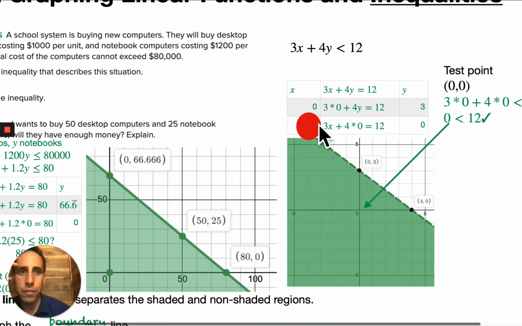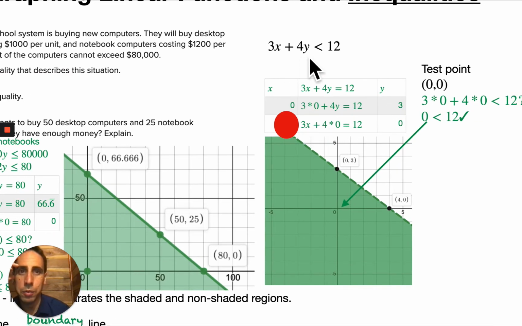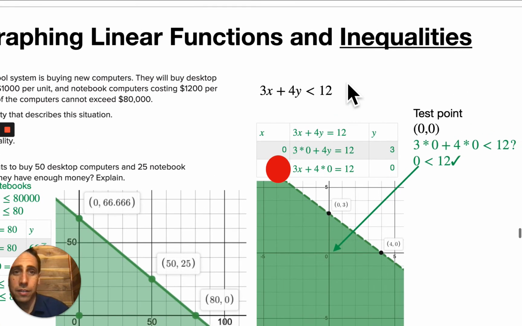Let's do one of these that has absolutely nothing to do with any word problems. You're just given 3x plus 4y is less than 12. Well, how do we graph that? The first step is to graph the actual equation, the boundary line, and that would be this: 3x plus 4y equals 12.